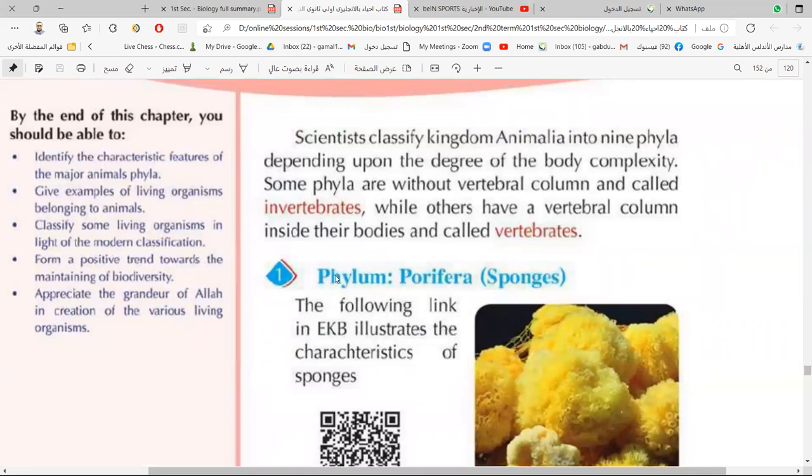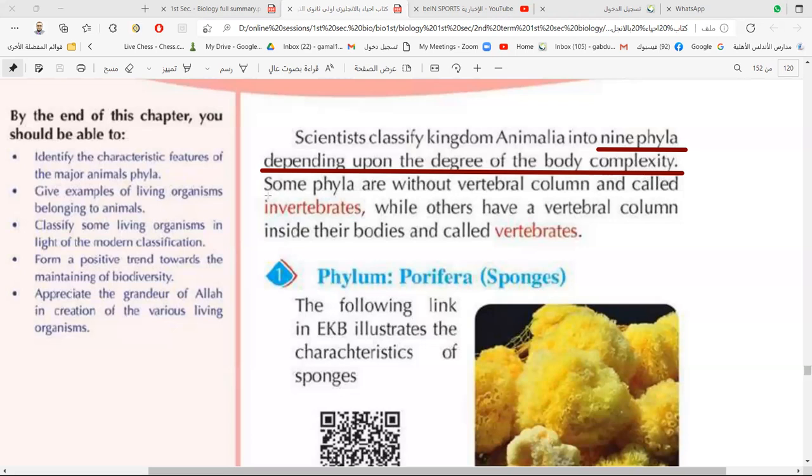When we are talking about animals, we are talking about nine phyla. We have in the Kingdom Animalia nine phyla. We'll study nine phyla, classified depending on the degree of body complexity: how complex the body is, how many systems and how many tissues, and how many ways of living, ways of feeding, and so on.